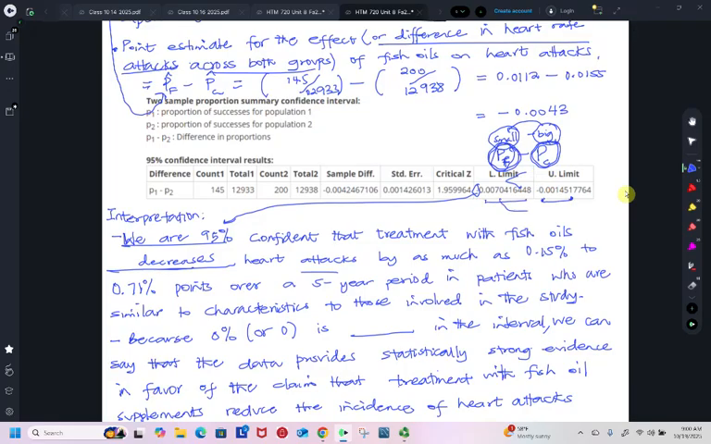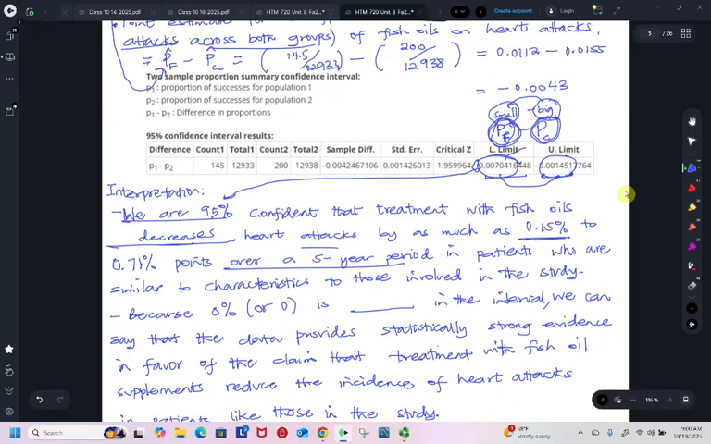Remember, we're talking in terms of negative values, but if we want to write them in positive values, we flip them around. So you have by as much as 15%, rounding this up, 0.15% to 0.71% over a 5-year period. And that applies to patients who are well represented by those in the study. In other words, they're similar in characteristics to those involved in the study.